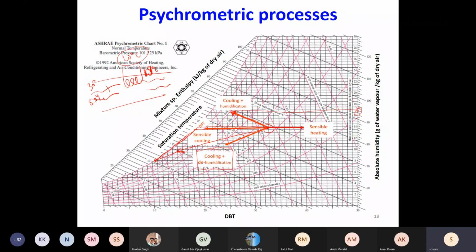The analogous opposite process would be heating plus humidification. So let's say in your incoming air, you supply steam at 100 degrees C to incoming air, which is again at 30 degrees and 50% RH. Because of the steam, it will pick up moisture, and as the steam is at 100 degrees C, it will also heat the incoming air. So you will have heating plus humidification.